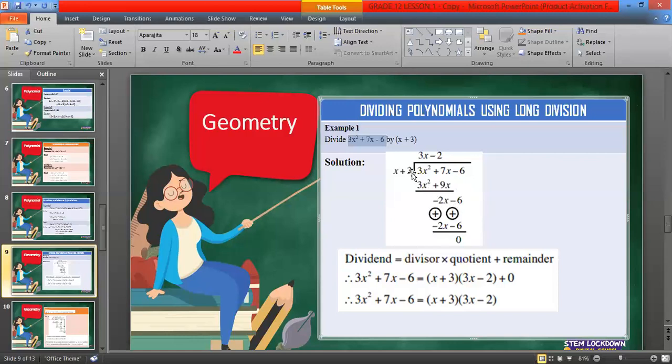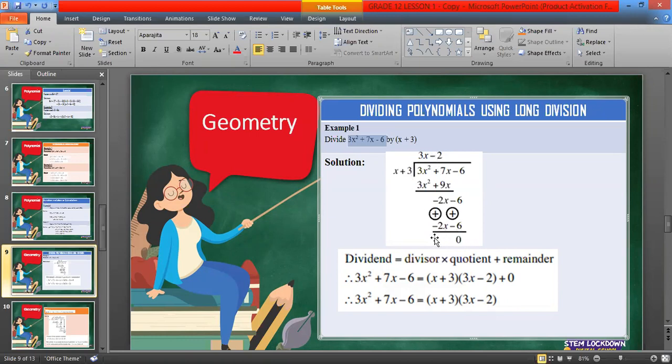Now, we carry on. I'm going to say negative 2x divided by x. That will give us negative 2. So that's where we get this negative 2. Now put it next to the 3x we had, with negative 2. The negative 2 will be used to multiply both of these here. Negative 2 multiplied by x, we have negative 2x. Negative 2 multiplied by positive 3 gives you negative 6.